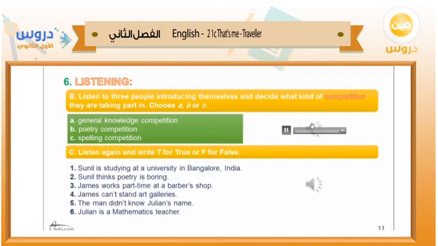Please listen carefully now. Now, here is our first contestant, Sunil Kumar. So, Sunil, how do you spell your name? It's Sunil. It's an Indian name. I'm from Bangalore. Really? It's a beautiful city. So, tell us a few things about yourself. Well, I'm 24 years old and I'm a university student. I'm studying English at the University of Warwick in England. What do you like doing in your free time? I like writing poetry. That's great.